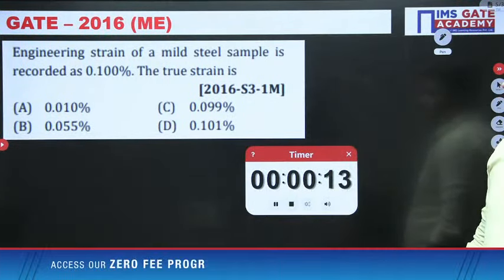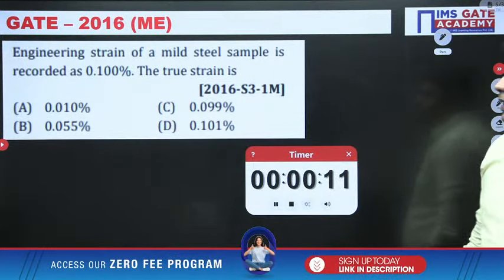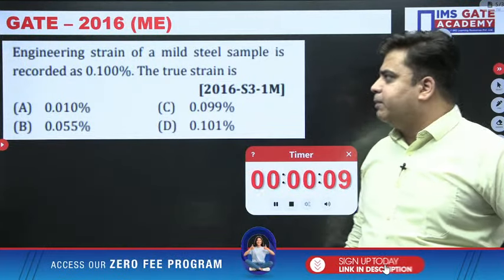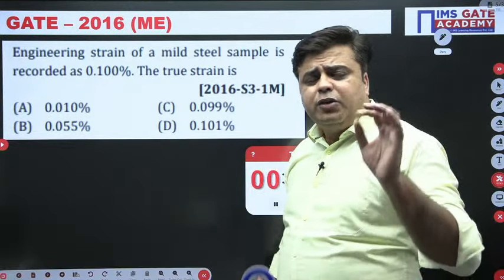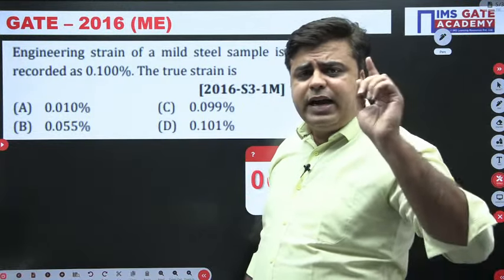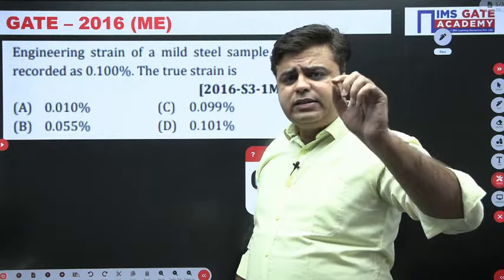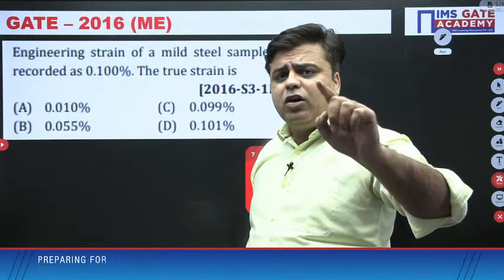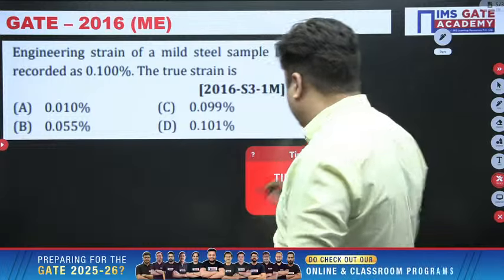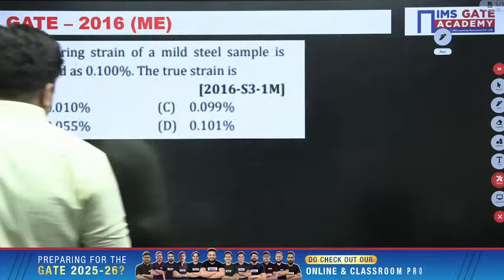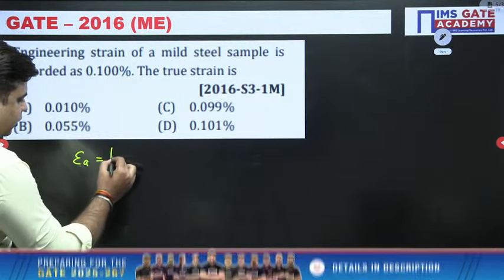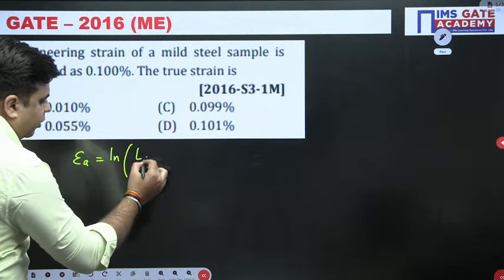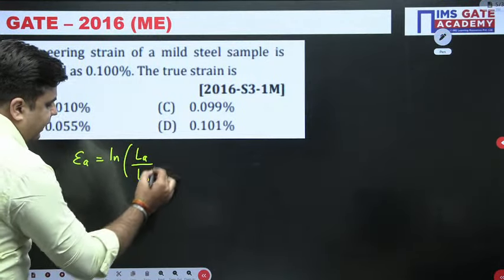The question is saying engineering strain of a mild steel sample is recorded as 0.1%. The true strain is, without any confusion, you know just one relation, that actual strain is equal to natural log of LA by L naught. What is actual strain? Actual strain is natural log of LA by L naught.